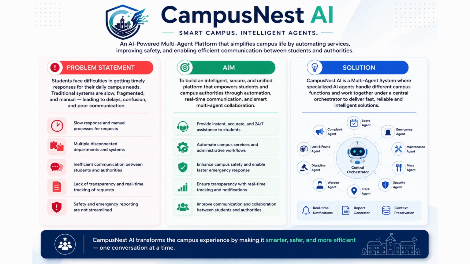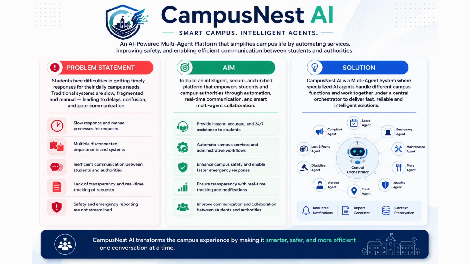So basically our problem statement is that students face difficulties in getting timely responses for their daily campus needs, and that became the source for resolving this issue. That is the main problem. So what does our CampusNest AI aim for? It aims to build an intelligent, secure, and unified platform that empowers students and campus authorities through automation, real-time communication, and smart multi-agent collaboration.